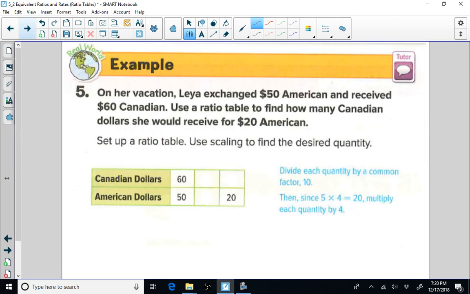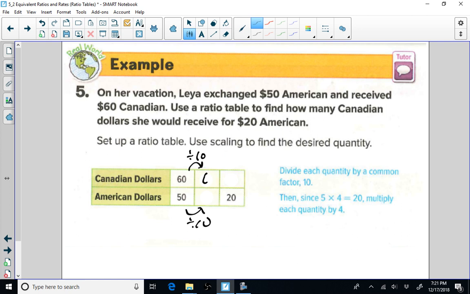Let's continue. On her vacation, Leah exchanged 50 American and received 60 Canadian. Use the ratio table to find how much money, in Canadian dollars, she would receive for 20 American. So we set up a ratio table and we use scaling to find the desired quantity. Our first step says to divide each quantity by a common factor of 10. So let's divide by 10 because they both end in zeros. So I'm going to divide by 10 here. Then I'm going to divide by 10 here.